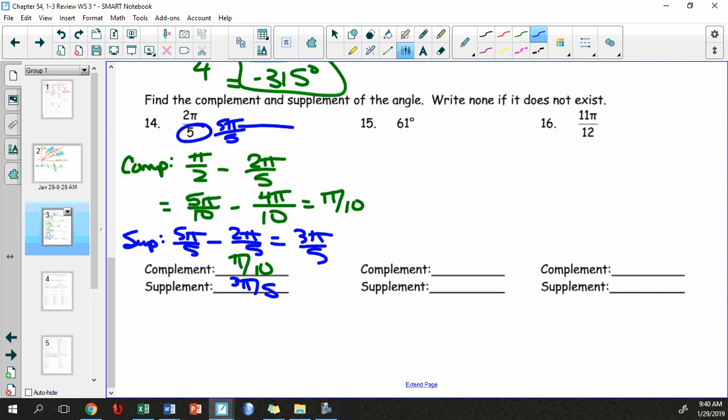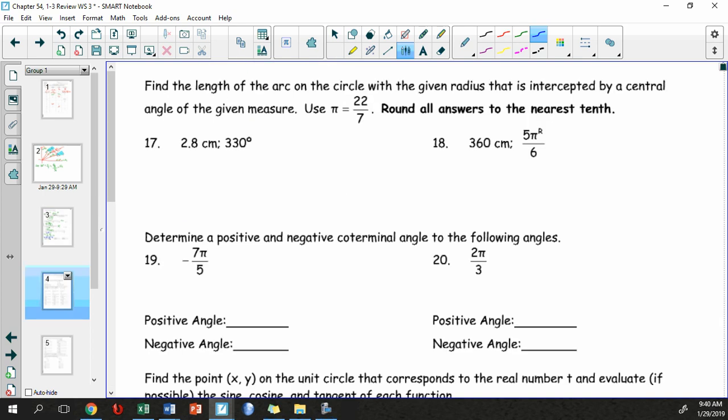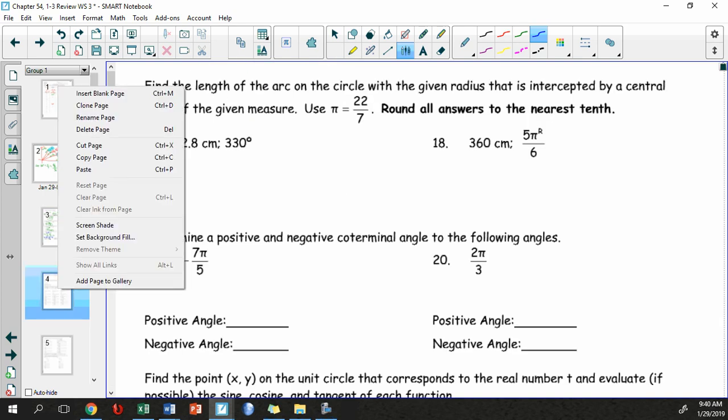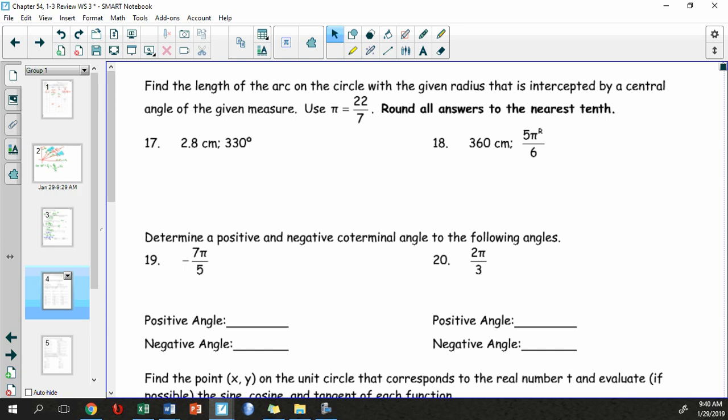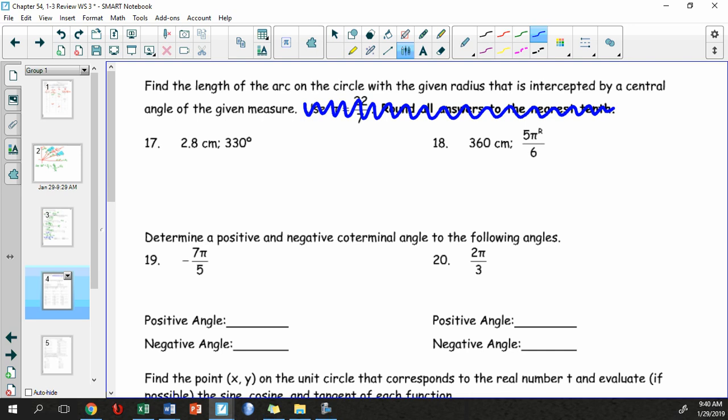I'm not doing any more. Next. Find the length of the arc on the circle with the given radius. And I think on the test, I took off this right here. So I will take that off. Because on the test, I told you to use 22. I didn't tell you to use 22 over 7.